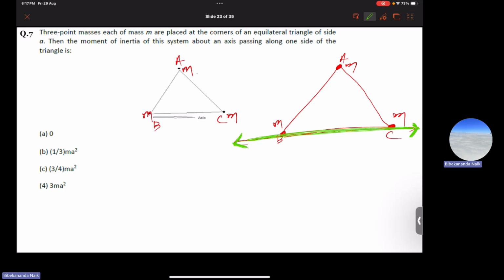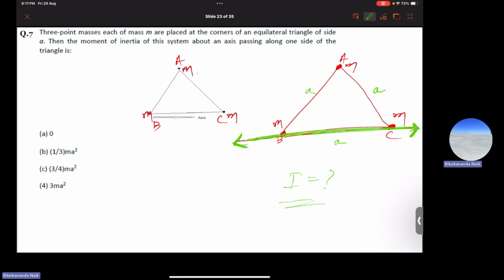The options are option A 0, option B 1 by 3 ma square, option C 3 by 4 ma square, and option D 3 ma square, where a is the length of the side. So what will be the value of moment of inertia? I'll give you a few minutes.